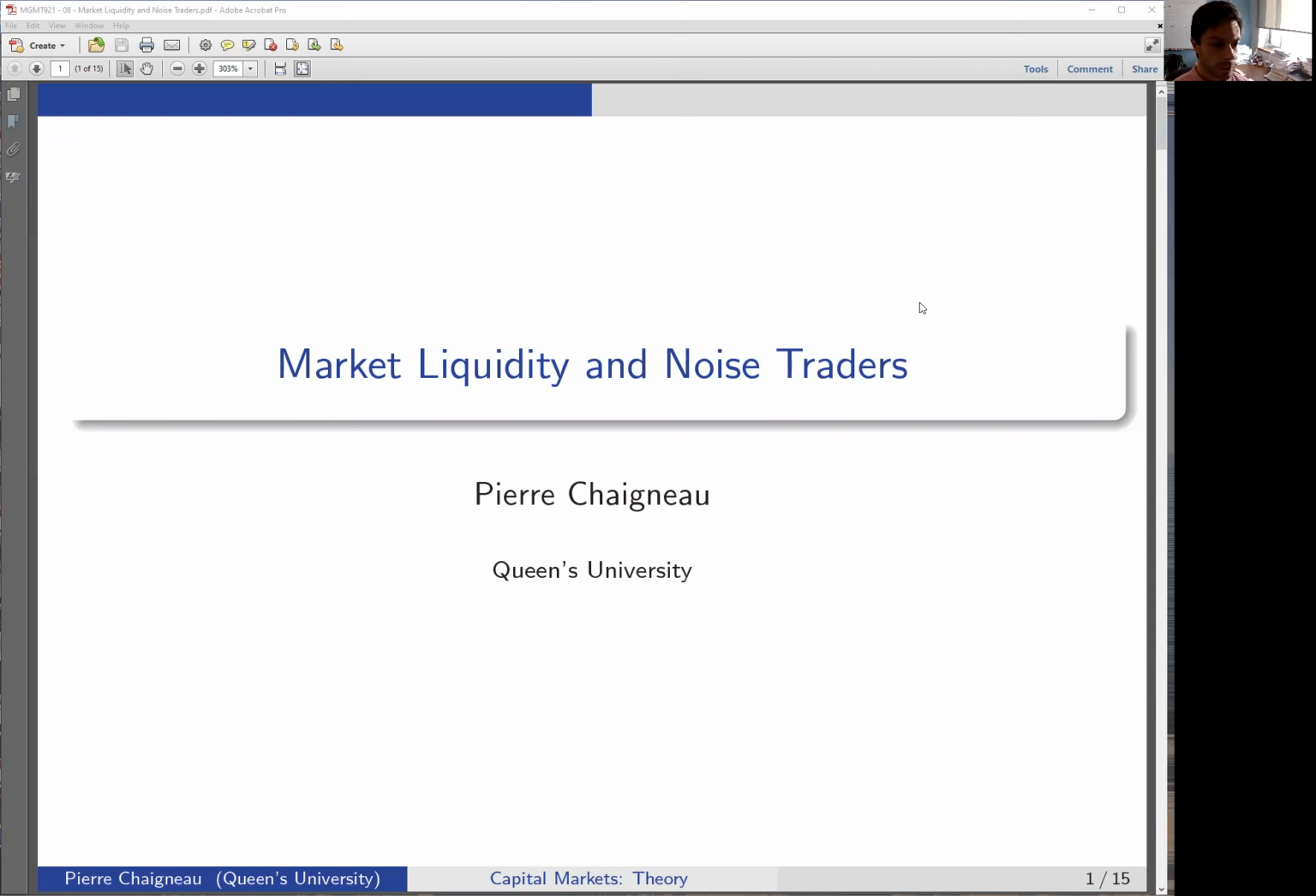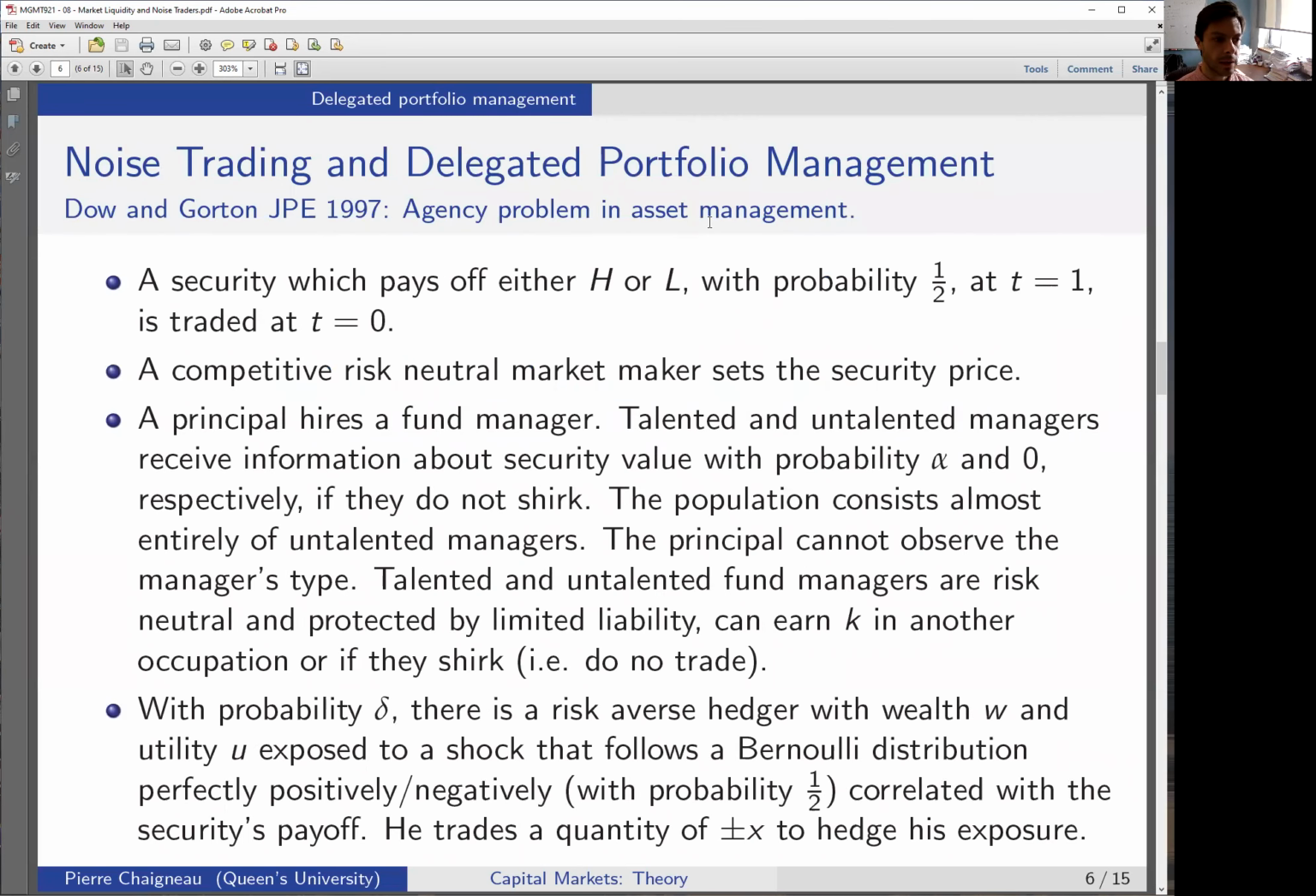So today we will introduce an agency relationship in the portfolio management problem, and we'll see what the consequences are. To do this, I'm going to rely on this paper by Dow and Gorton that introduces noise trading and delegated portfolio management.